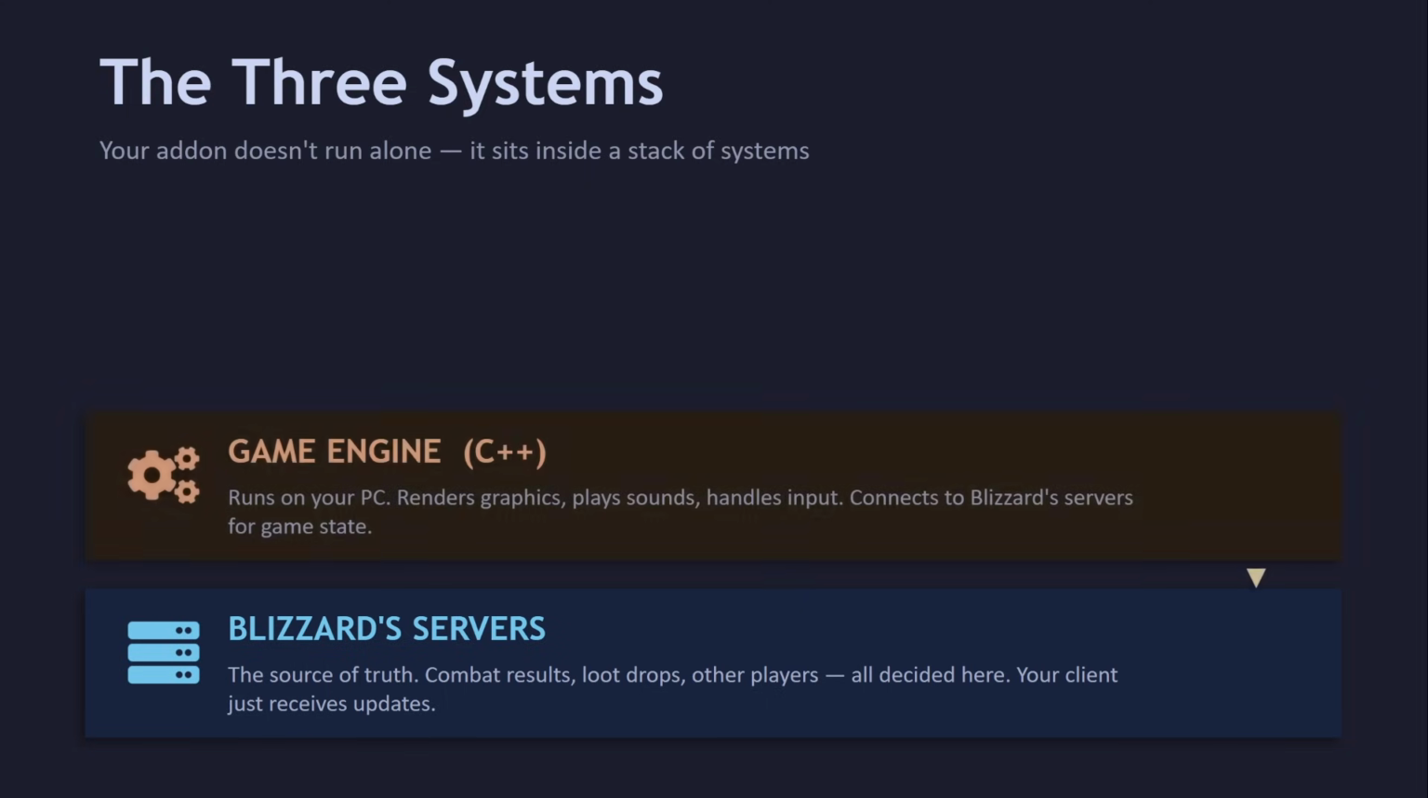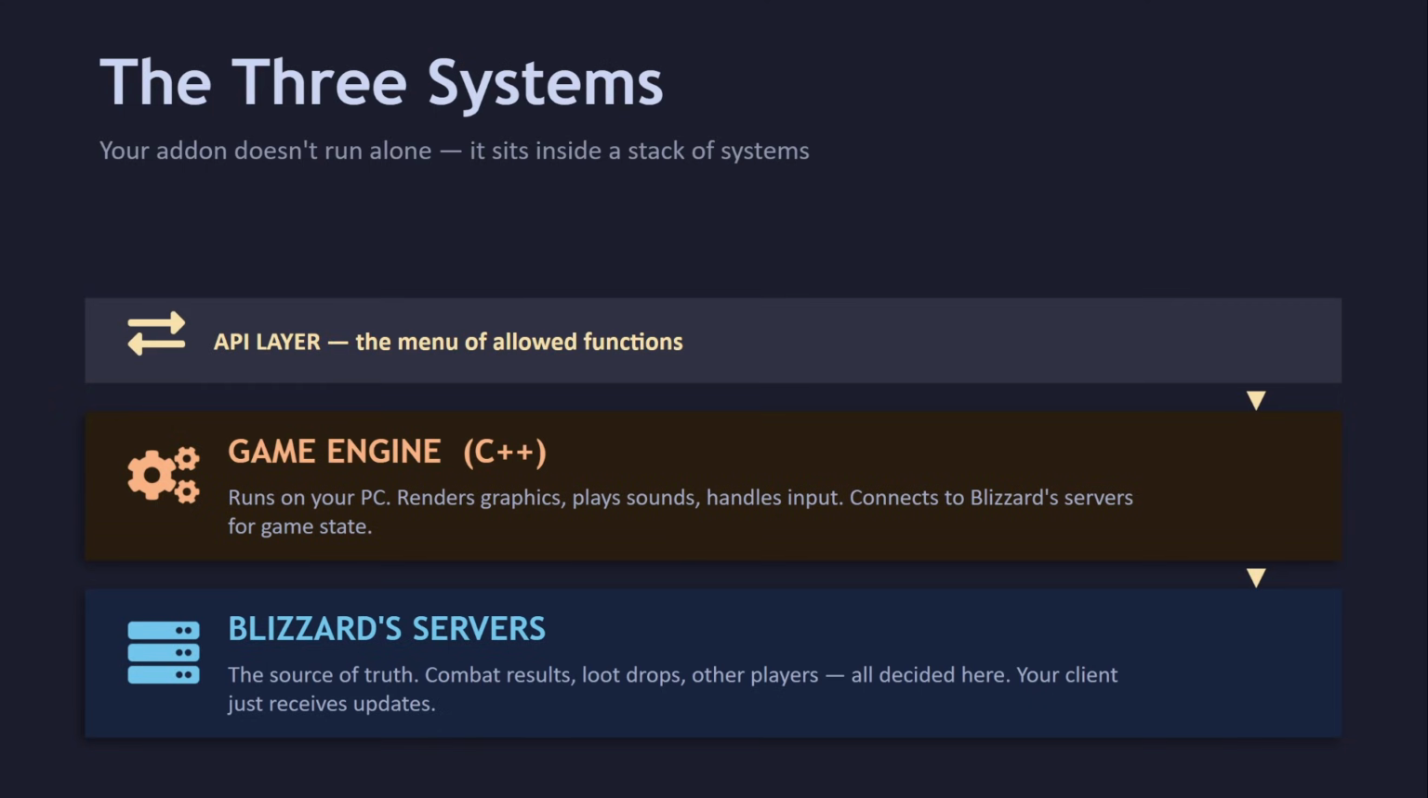On your machine, the game engine takes those updates and turns them into what you actually see and hear. It renders the world, it plays sounds, handles your input. It also exposes an API, basically a menu of functions that add-ons are allowed to use. And then on top of all that, your add-ons. It's not a separate program, it's Lua code running inside the engine on the same thread, sharing the same frame budget, which is exactly why a badly written add-on can tank your FPS.